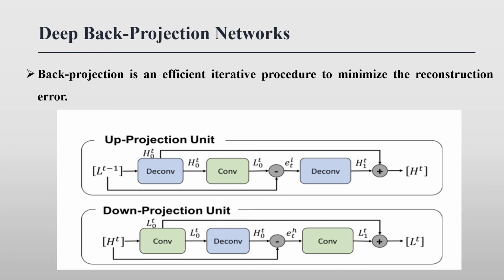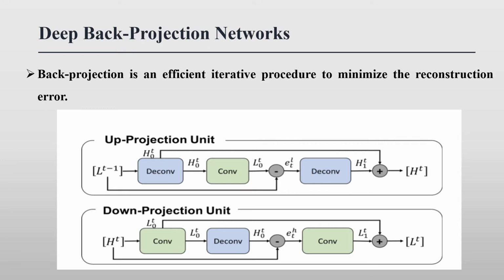This high resolution image can be convolved with appropriate filter size to generate the low resolution image. This low resolution image, by deconvolving with appropriate filter size, generates high resolution image. This high resolution image H0T is compared with high resolution image, which is the input to this down projection unit to generate the error, that is ETH.